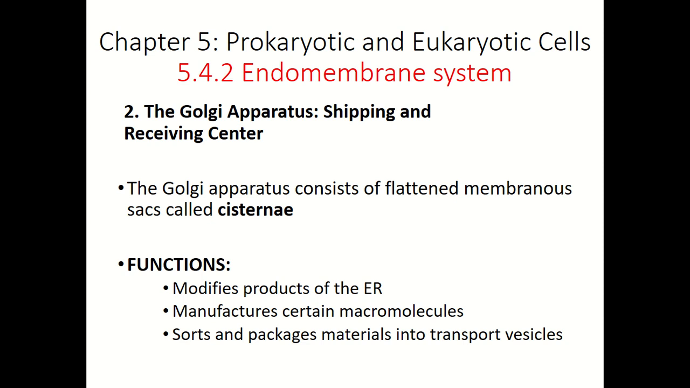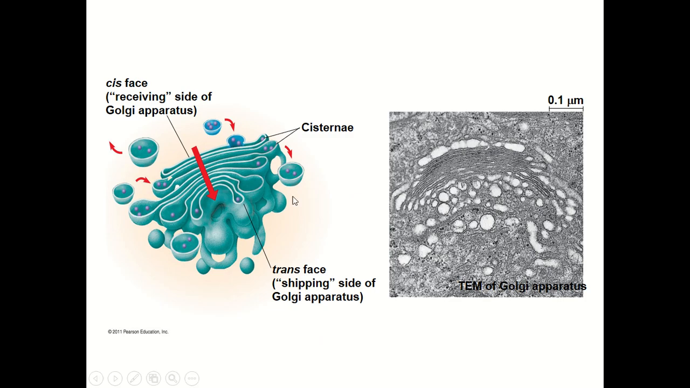Next, the Golgi apparatus, the shipping and receiving center. The Golgi apparatus consists of flattened membranous sacs called cisternae, as you can see here, the folding of the Golgi apparatus, in which the Golgi apparatus has two sides. The side that receives the vesicles is known as the cis face, and the side that ships out or forms the new vesicles is known as the trans face.